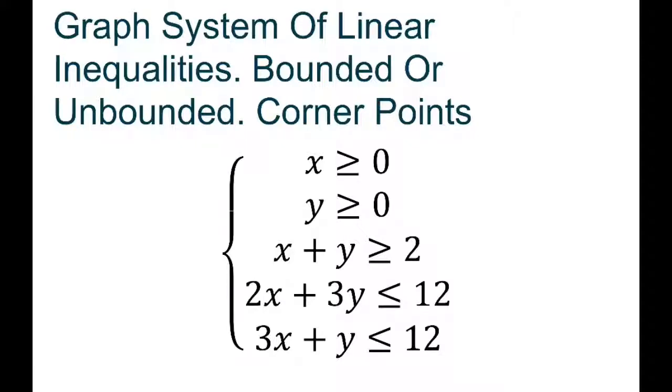We're going to graph the system of linear inequalities, determine if it's bounded or unbounded, and also find the corner points. The first two basically are very easy. This just tells you this is in quadrant 1. All right, and the last three we're going to use x and y intercepts to graph.